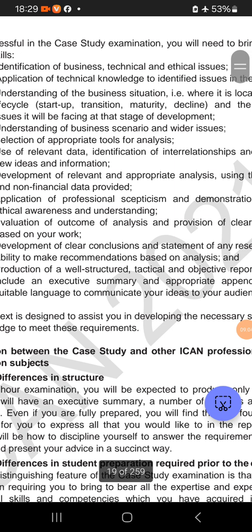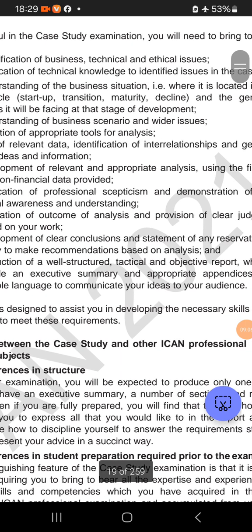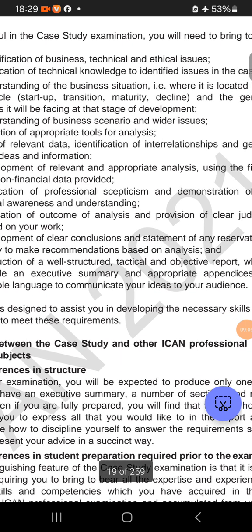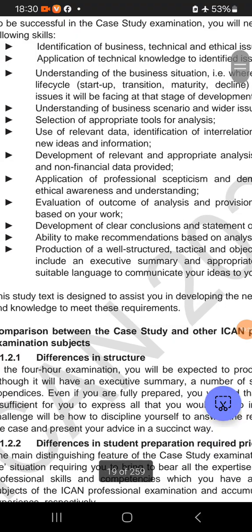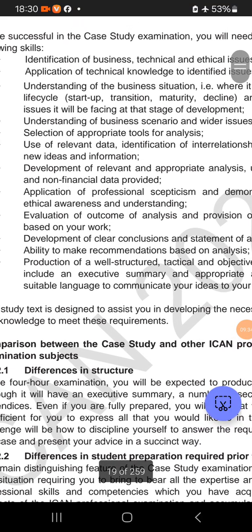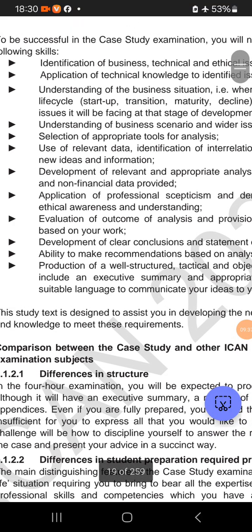On the other hand, the wider issue could be, what is the global view of the issue that this business is facing now? Or what is the government perspective concerning the scenario that you are examining or you are reporting on? See, all students must understand this. Students must understand it to be able to be successful in the exam, in the case study exam. All right, let's move on.